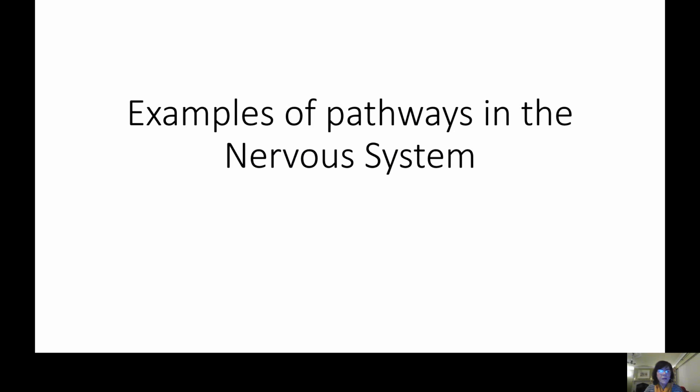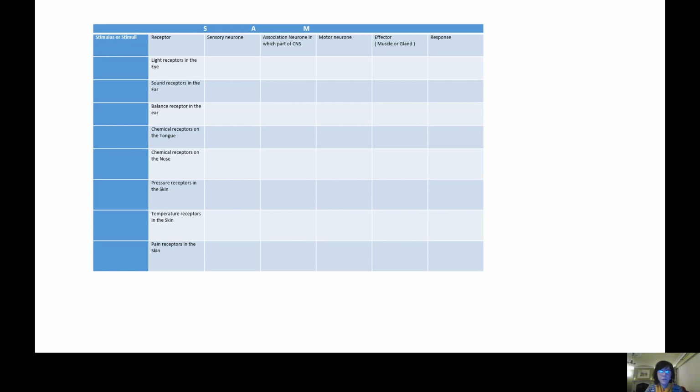Now, year 9, I want to go through this PowerPoint to give you examples of pathways in the nervous system. You should have your table copied out, which is this table. I wanted you to copy that into your book. You go through this lesson and you record the answers into your table.